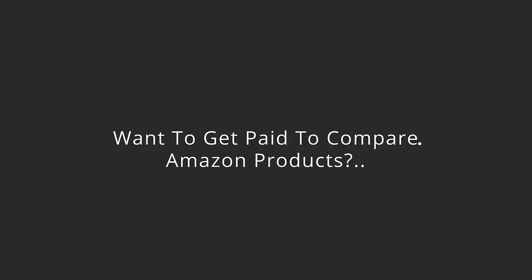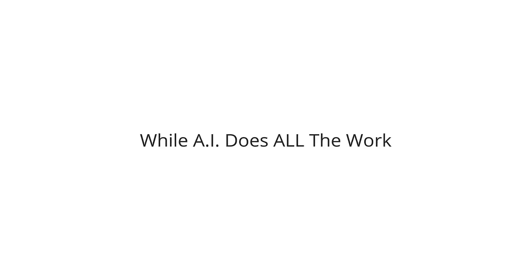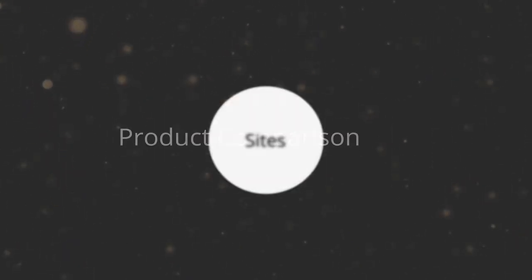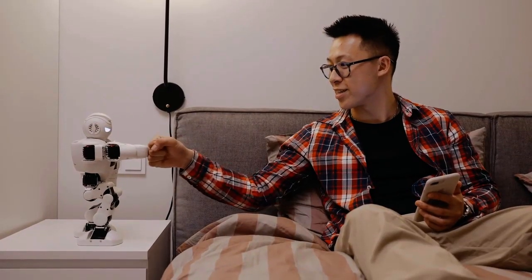If you want to get paid to help people compare Amazon products while AI does all the work, even if you don't have any tech skills, then watch very closely. You're about to discover the world's first ever app that lets you build 100% done-for-you automated affiliate product comparison sites that get free traffic and generate profits for you every day. It's a fully automated system that lets even complete beginners build their first commission-generating website with a single click, even if you've never built a site before.